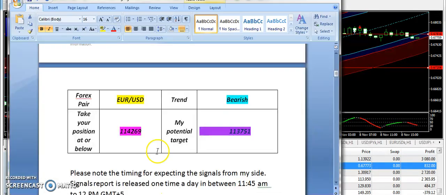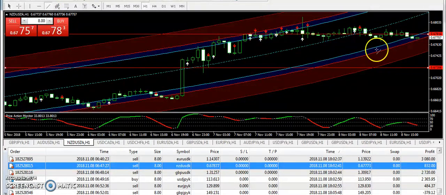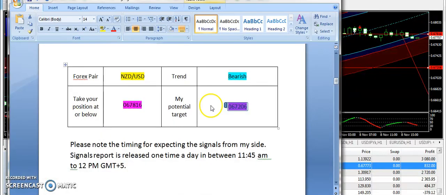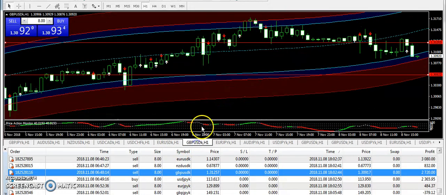Okay, now let's talk about New Zealand USD, which is the second pair of my signals report. 067816 was the bearish entry and the target price is 067206. And guys, you can see I have already put the line here. That's a signals line. You can see the market is just leaning on a certain level from the morning. From yesterday, you can see that the market is not going anywhere. However, if New Zealand USD starts the bearish activity like this, then it can go out to 067206. So overall, the pair is in a range, and that's very difficult to predict at the moment.